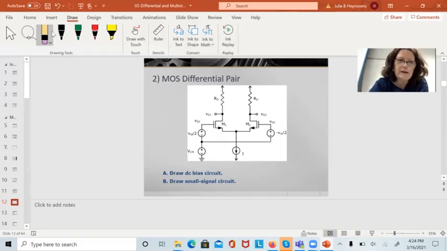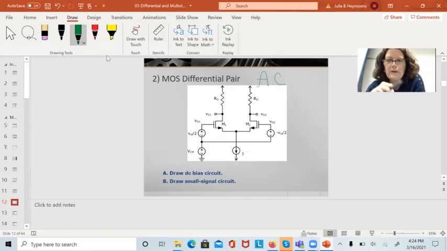And now we're going to draw the AC version of this. For the AC version, I short out my DC sources, which is my common mode source. So this is just basically going to ground. My DC power supply up here is also going to ground. It is an AC ground. DC voltage sources are AC grounds. What happens down here? This DC current source becomes an open.